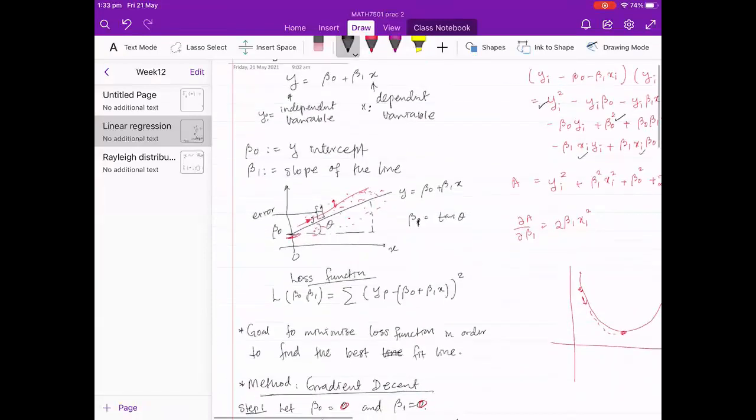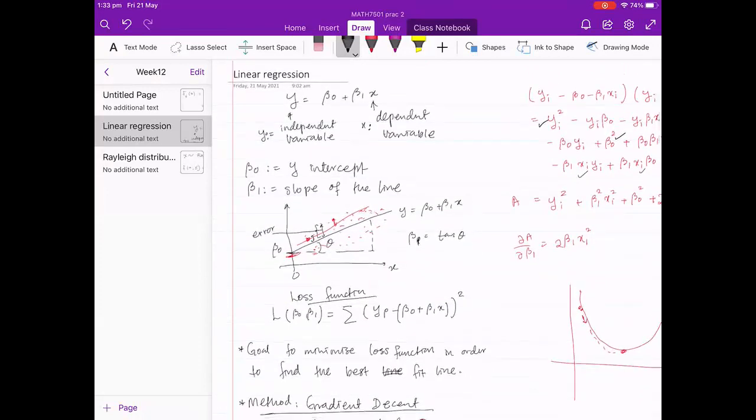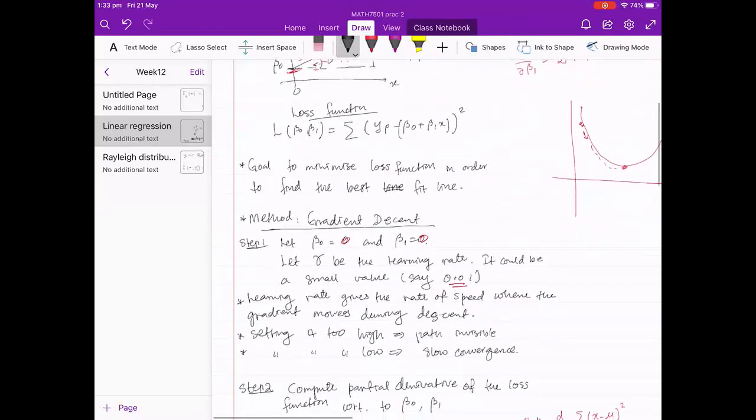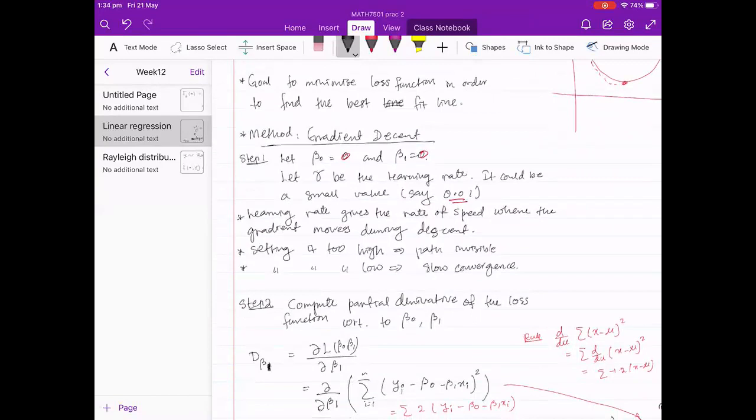I think I've explained this before, but let me try again. So in this model, y equals beta 0 plus beta 1x. Y is the dependent variable and x is independent. Beta 0 is the y-intercept, beta 1 is the slope of the line. If you're given a scatter plot of data points, the aim is to find a line which minimizes the error. What would be that beta 0 and beta 1? You could use the loss function as described.